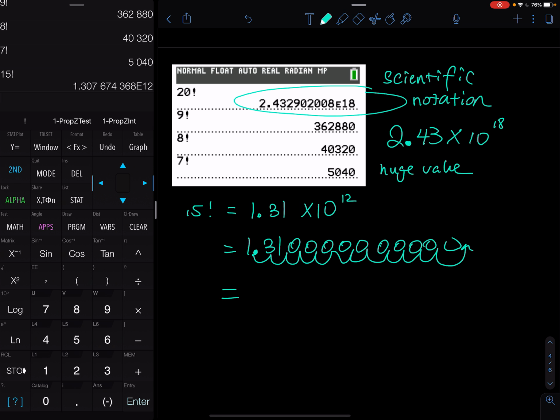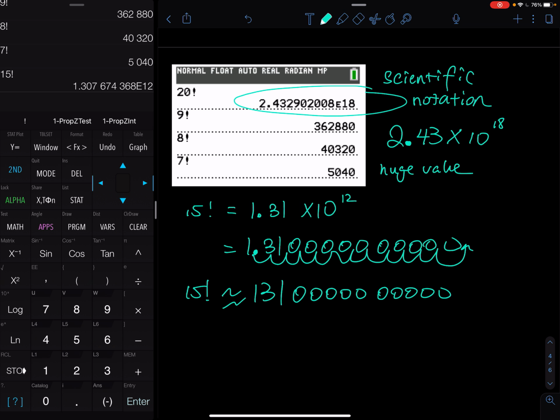So right there. So therefore, 15 factorial is approximately equal to... So I should erase the equal because I approximate the 1.31. So that is approximately equal to 131 followed by 10 zeros.